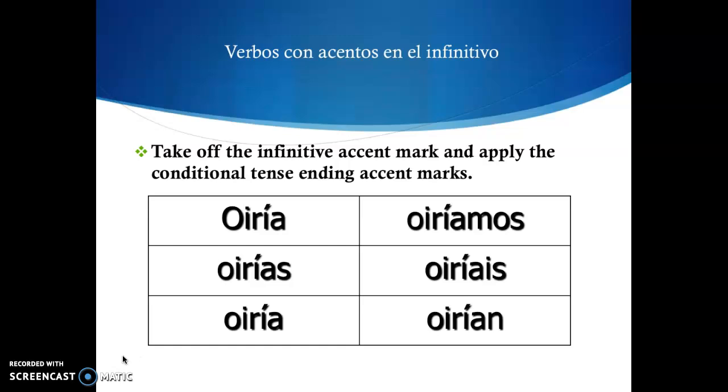One thing I want to point out, verbos con acentos en el infinitivo. So some verbs have accents on your infinitive. For example, oír has an accent on the I. So when a verb has an accent in the infinitive form, excuse me, right, you are just going to take it off. That's basically it. So now you can see here, instead of having an accent over that first I, we take it off because that second I already has an accent.